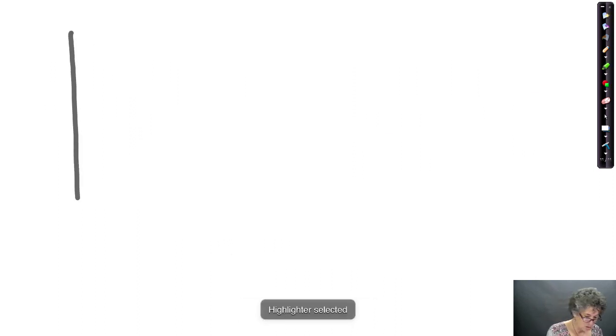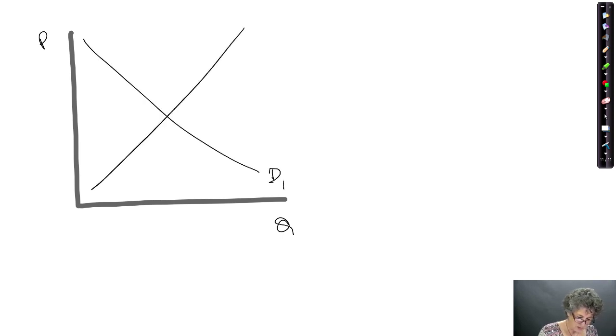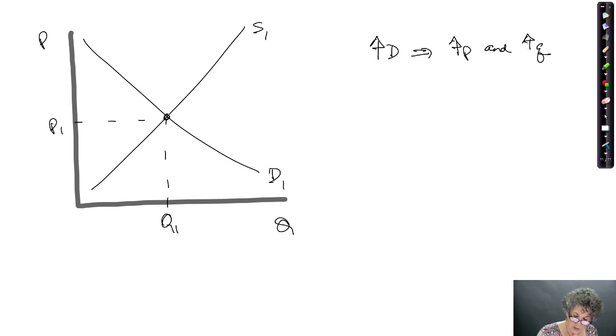So here, again, I'm going to put price on the vertical, quantity on the horizontal, my initial downward sloping demand, initial upward sloping supply, initial equilibrium, price P1, quantity Q1, and I'm going to do an increase in demand, which by itself we know would increase price and increase quantity, and an increase in supply, which we know would decrease price and increase quantity.